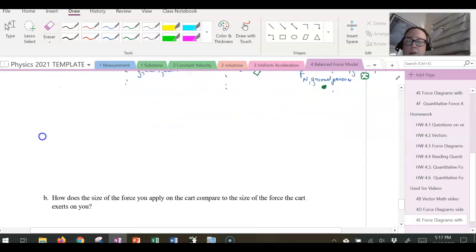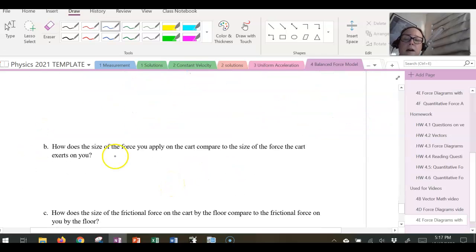Okay, so let's see what these questions ask. How does the size of the force that the person applies on the cart, so that would be the applied force on the cart by the person, how does that compare to the size of the applied force on the person by the cart? So you see that they're the same type of force. They're both applied forces, and they involve the same two objects interacting, right? But the force on the left is the force on the cart. The force on the right is the force on the person. So they are the same, except that they are in opposite directions.